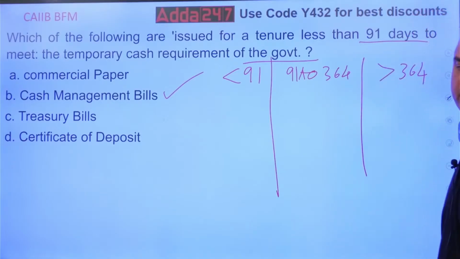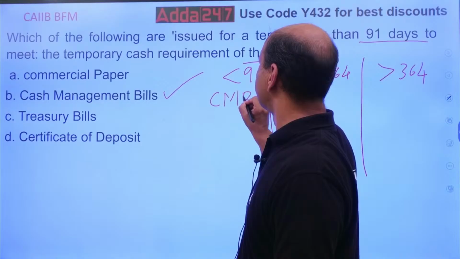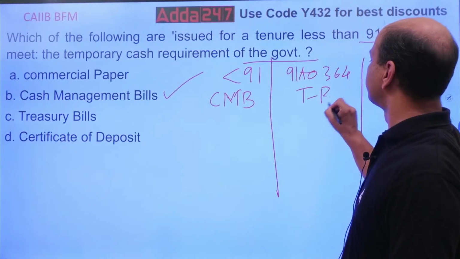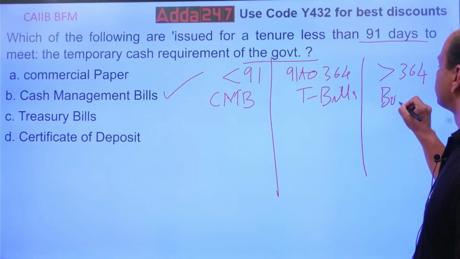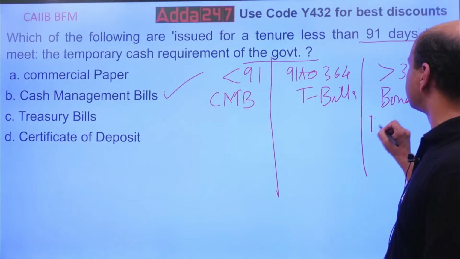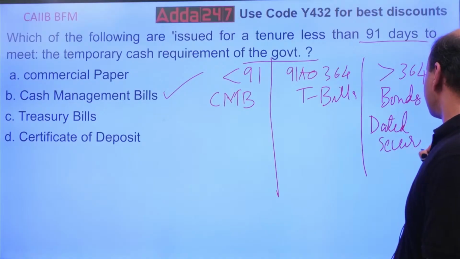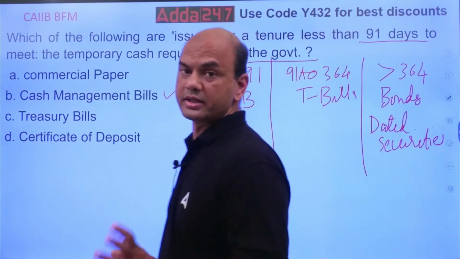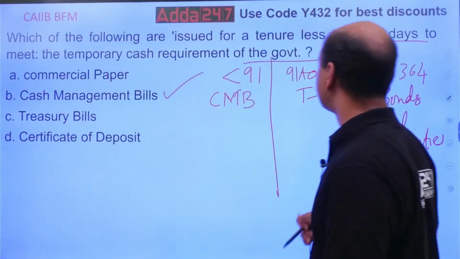Less than 91 is called CMBs, cash management bills. 91 to 364 is called T-bills. Greater than 364 is called bonds, or these are called dated securities. So CMBs are for short-term funding nature, very short-term. That is CMBs. Got it?